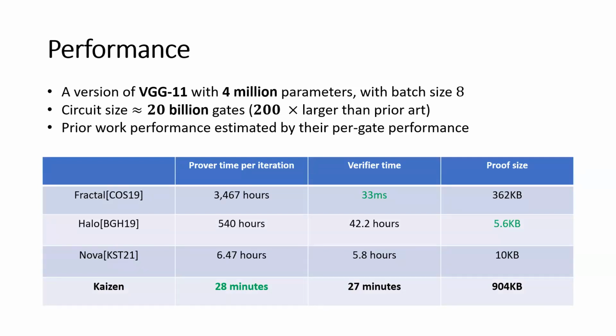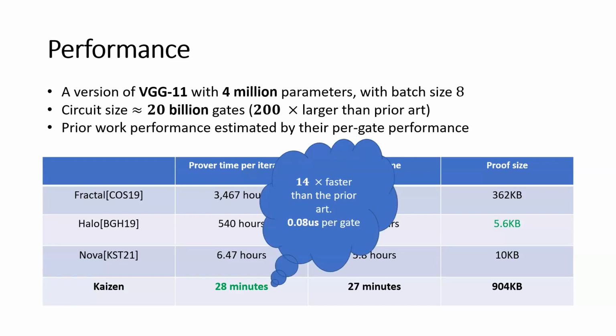And here, Fractal gives the best verifier time, but the prover time is impractical. Halo gives the best proof size. For verifier time and proof size, they are better than prior work. But for the prover time, we are 14 times better than the prior art. And these are all generic IVC schemes. And this is at the cost of 0.08 microseconds per gate. And maybe this value is still not practical for industrial applications, but we believe that the direction we initiated in this work will lead to practical constructions in the future.